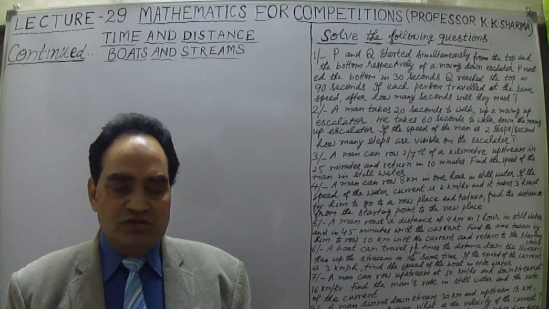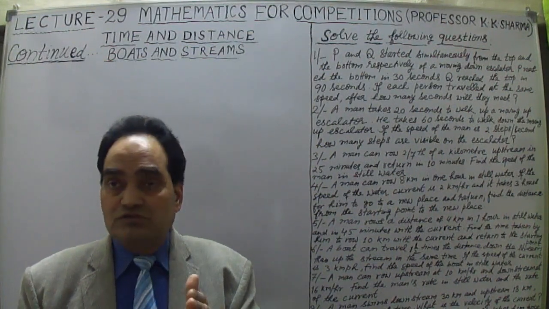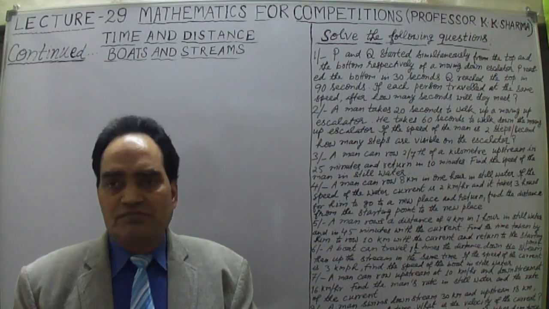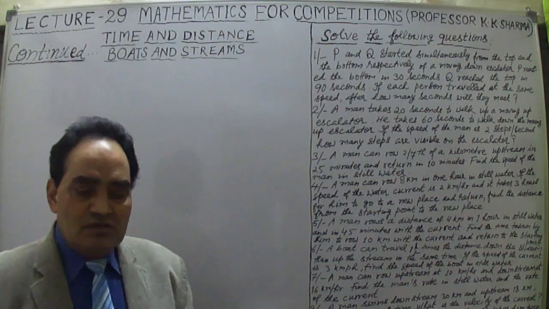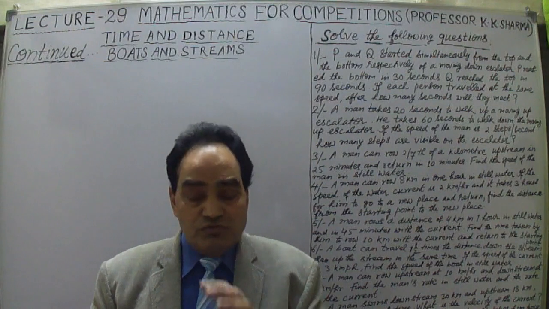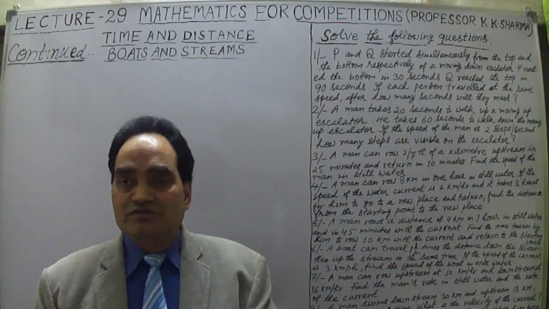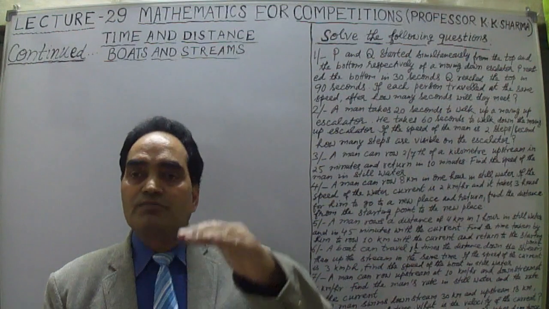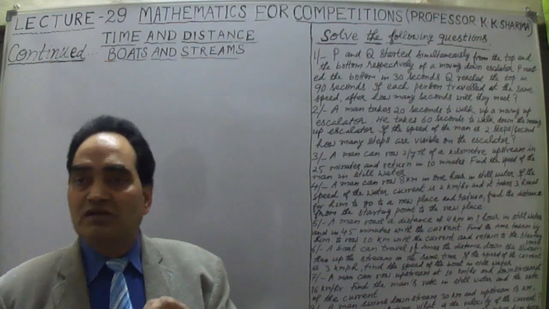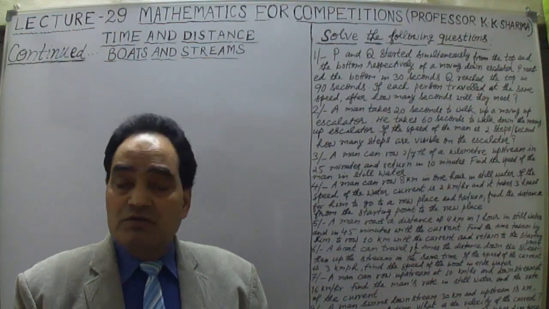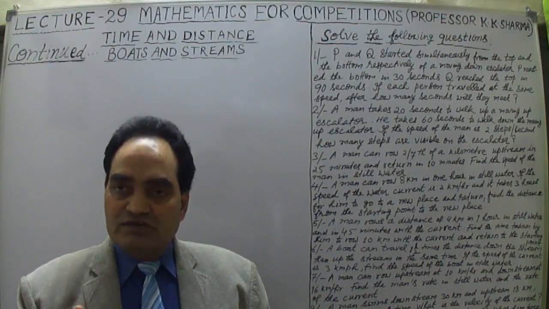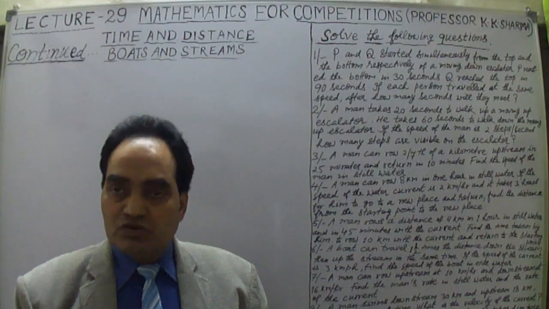I don't know what their sources are, but escalator-related questions have come up because the escalator is a new thing that has come into use. A person is going up the escalator or coming down the escalator, and the escalator is also moving. It works just like a stream. Why? Because the stream is going in one direction. Similarly, the escalator is also moving either downwards or upwards.